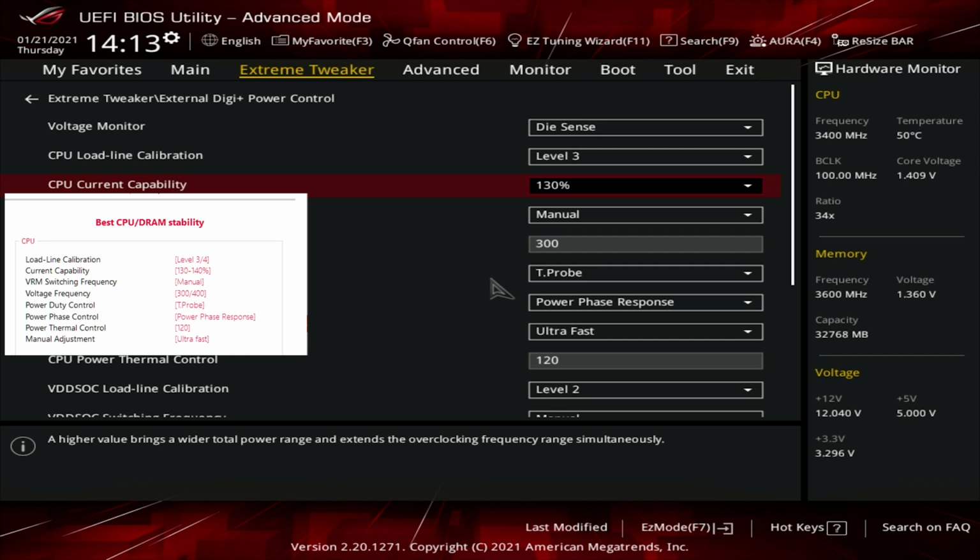And a higher number here essentially allows you to have higher current going to the IC. If you set this too high, though, you're going to increase heat because more current means more heat. 130 is what is recommended.